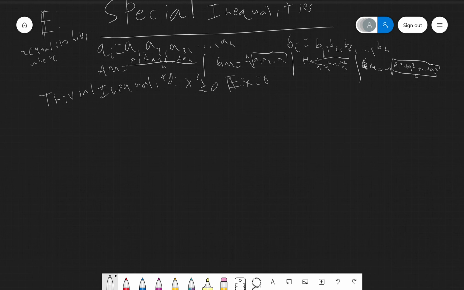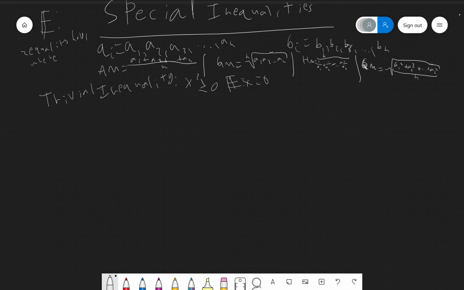Okay, cool. When x is less than 0, we know negative times negative is positive. Done. If x is greater than 0, of course positive times positive is positive. And we also know when x is equal to 0, x squared is 0.